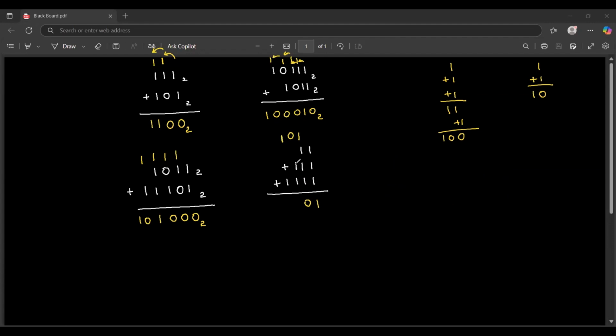Now 0 plus 1 is 1, 1 plus 1 is 1 0. So there will be a 0 here and there will be a 1 here. 1 plus 1 is 1 0, 1 0 plus 1 is 1 1. So you can put 1 1 to the base 2.